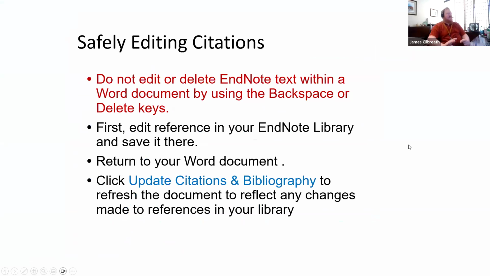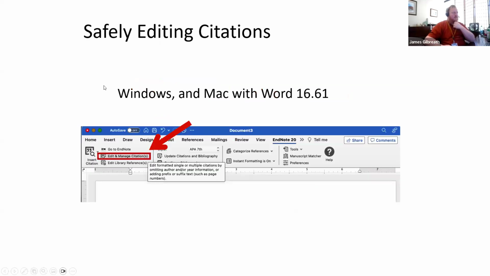The trick with this is that EndNote, the Cite While You Write plugin, does so by using a lot of invisible code within your Word document. So if you use Cite While You Write, do not edit or delete EndNote text within a Word document by backspacing it out or deleting it. So if something needs to be fixed, you should edit the citation record in your EndNote library, go back to Word, and then click Update Citation to Bibliography to refresh the information you changed.